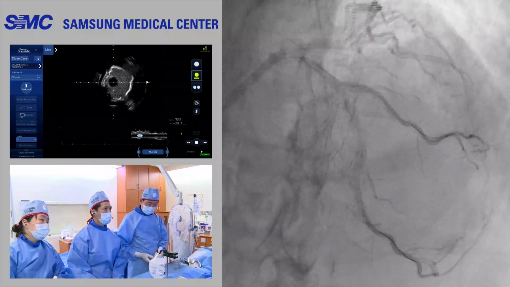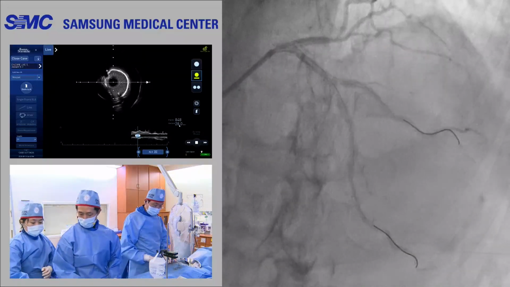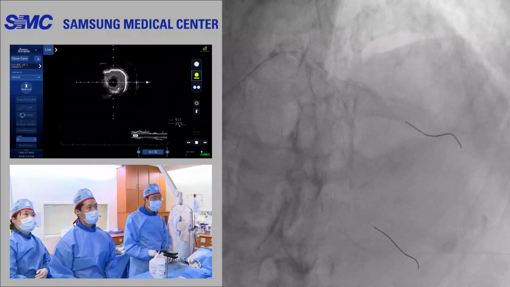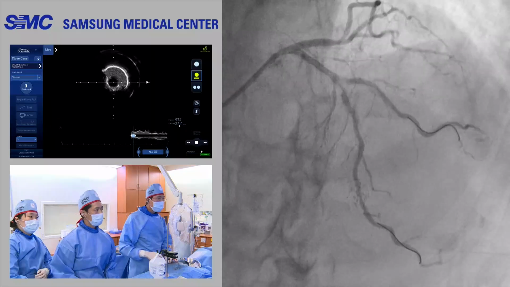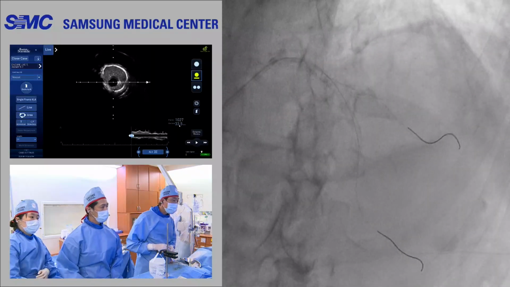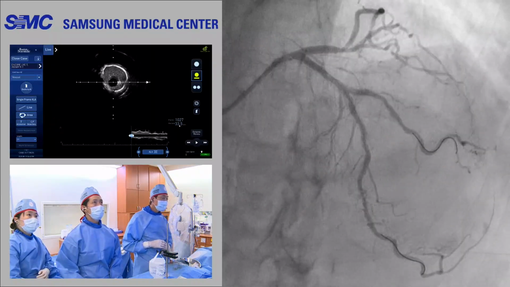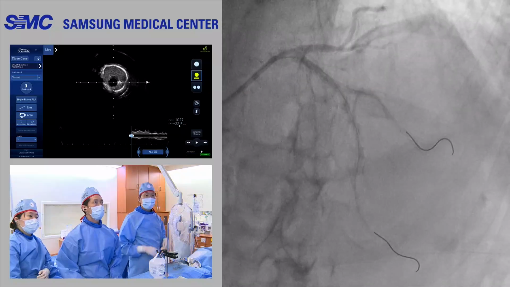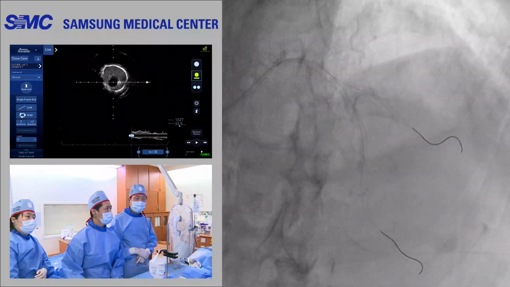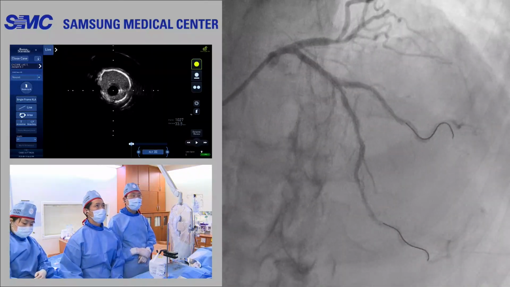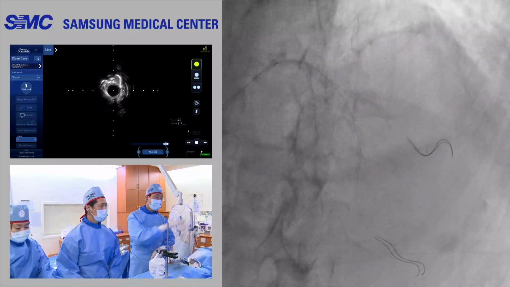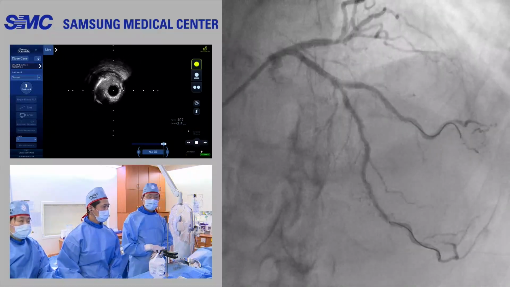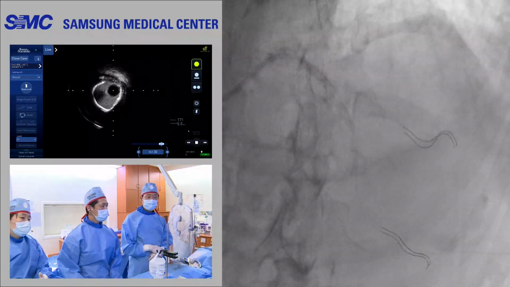Dr. Kwon, do you think lesion preparation of the diagonal ostium is appropriate enough? Yeah, angiographically better, but I was not enough. But I think both preparations are enough for this specific patient.